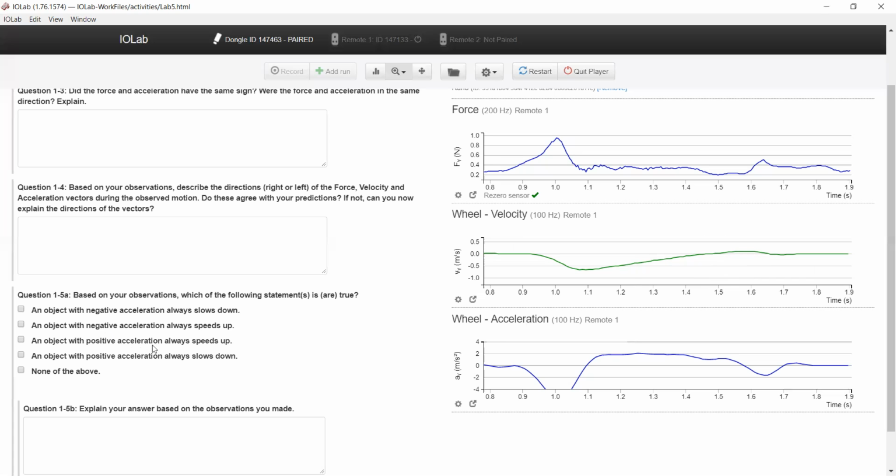An object with positive acceleration always speeds up. This is a positive acceleration, but it was not speeding up. An object with positive acceleration always slows down, so that's also not true. In this one that might be true, but from the observation we have seen, it's not true. Then follow the general rule. We can have positive and negative acceleration while moving in the positive direction. We can have positive or negative acceleration while moving in the negative direction, speeding up. So none of the above is true.